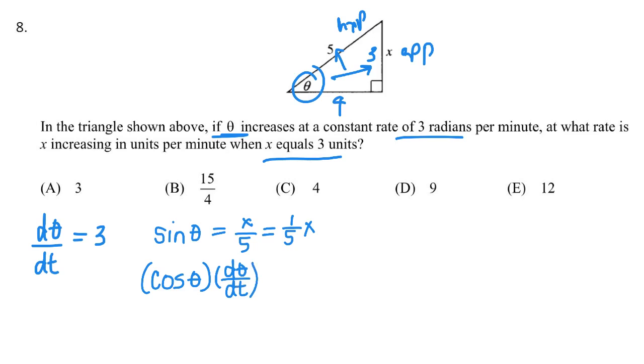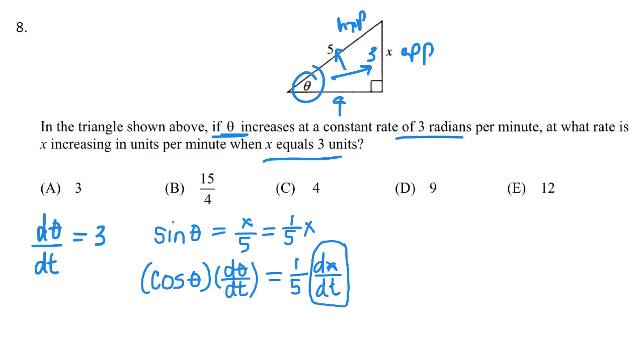So there's where we're going to use d theta/dt equals, and if I do the derivative of 1/5 x, we see that that's 1/5 dx/dt. Okay, now we have a formula. And again, we're looking for the rate of change of that side length, which is right here, that dx/dt that I'm looking for.